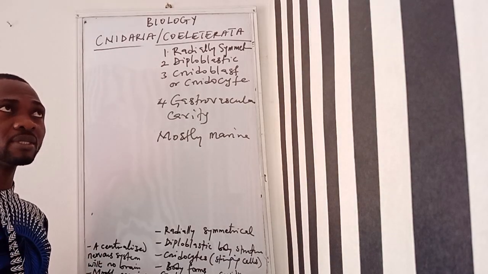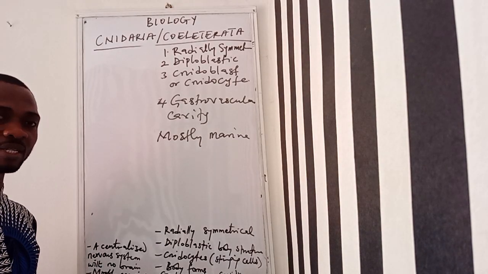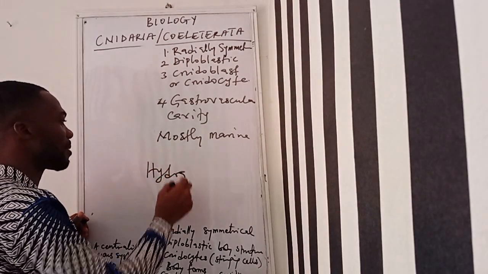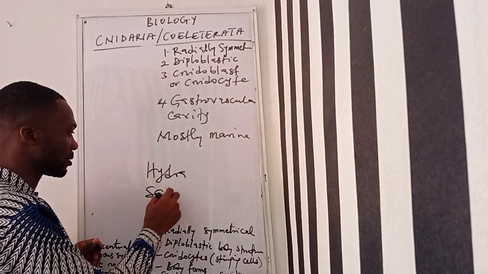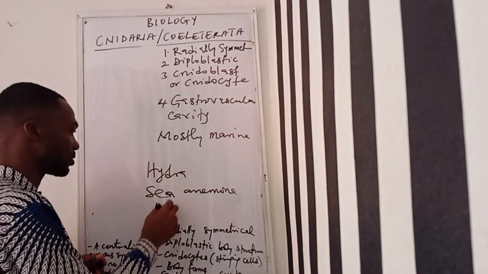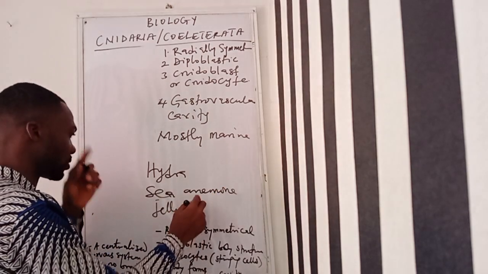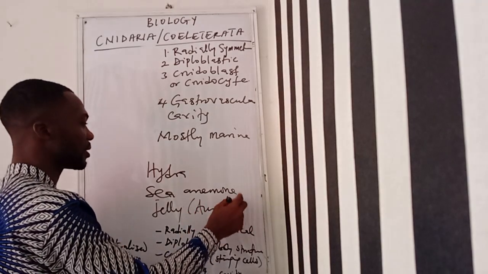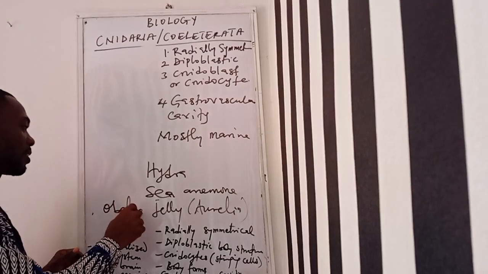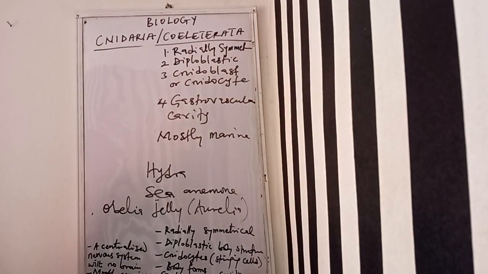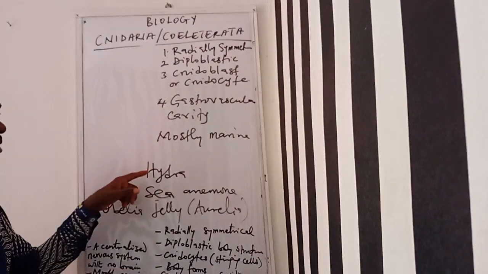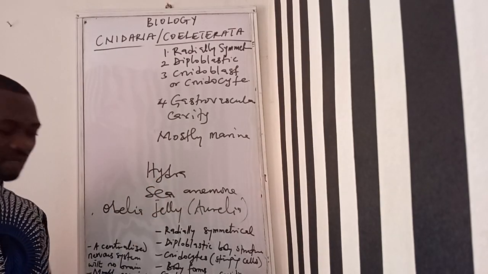The only example of cnidaria that is found in the freshwater environment is the hydra. So apart from hydra, the sea anemone, the jellyfish or the aurelia, then of course the obelia, all these are marine organisms found within the marine environment. The only one that is not is the hydra. So where will you see it? You see it in the freshwater environment.